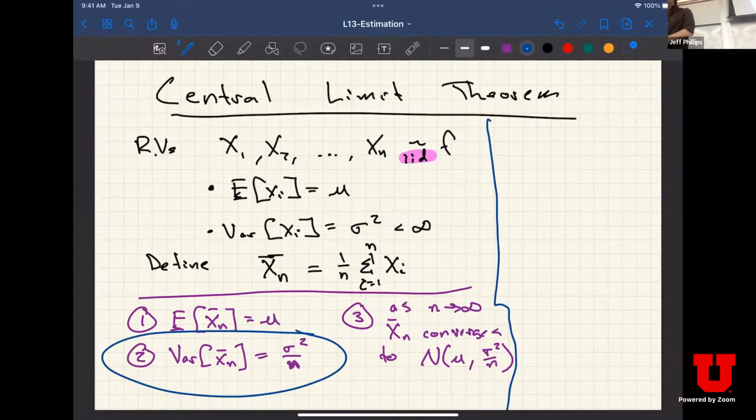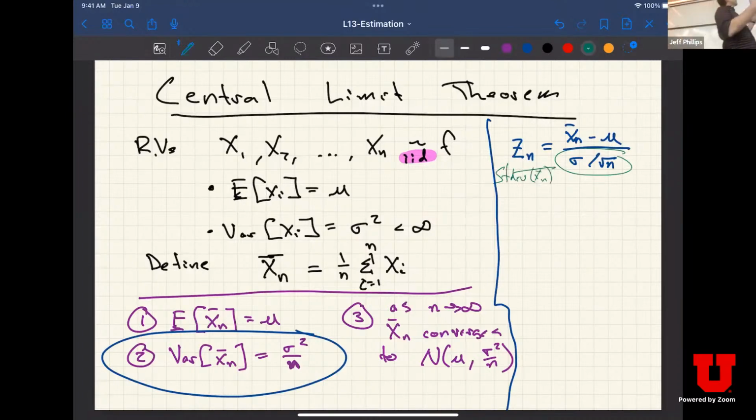Okay, so there's another way of phrasing this. I can also create this other random variable Zn, okay, and this is going to be x n bar minus mu, and now I'm dividing this by sigma over square root n, right? So this guy here is the standard deviation of x n bar, right? So it's the square root of the variance, right? So if I divide by it, I want to divide by something with the same units, right? The standard deviation is the same units, right? So I'm dividing by the standard deviation.